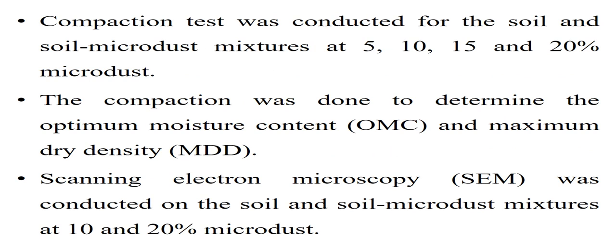Furthermore, we conducted compaction tests for the expansive soil and then the soil-microdust mixtures at 5, 10, 15, and 20% microdust content. The compaction was done in order to investigate the OMC, optimum moisture content, and maximum dry density, MDD, of the soil-microdust mixtures, in order to see how the addition of microdust affects the compaction characteristics.